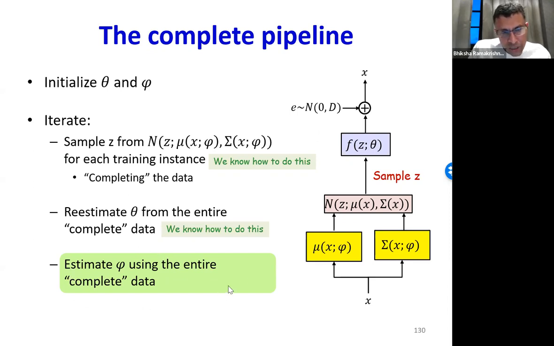The one challenge remains: how do I actually optimize this function? Remember, this function has to approximate the posterior probability of z given x as closely as possible, which means I have to estimate these phi's such that this Gaussian with mu x and sigma x as the mean and variance approximates p of z given x for every data instance x as closely as possible.